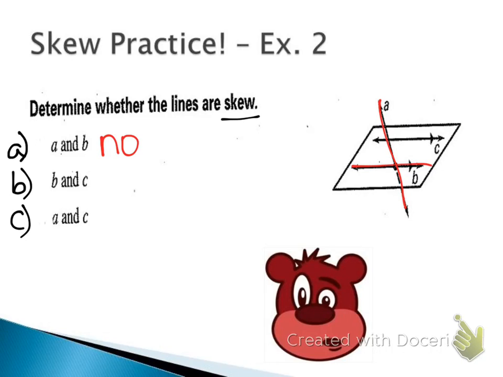All right, part B, we're looking at lines B and C. So I can highlight those lines instead. B and C. Wow, just pulling all the people that aren't here. Martez, skew or not skew? Not skew. Those lines are marked as being parallel. So they do not intersect, but they are in the same plane. So they are not skew.